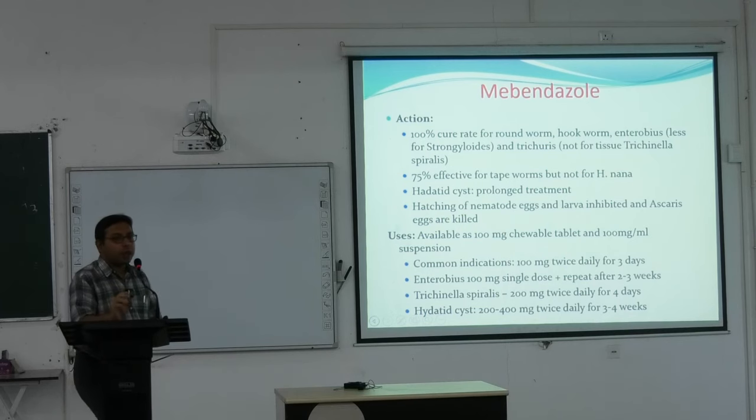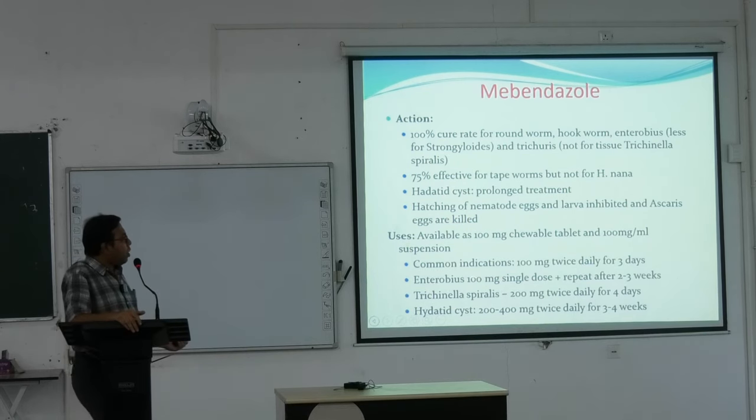It is available basically as a chewable tablet, 100 milligram. Common indications are roundworm, hookworm, etc., 100 milligram twice daily for 3 days. So it needs 3 days and multiple dosing. For Enterobius, 100 milligram as a single dose, repeated after 2 to 3 weeks. Similarly, 200 milligram or 400 milligram twice daily, again to be given for 3 to 4 days.